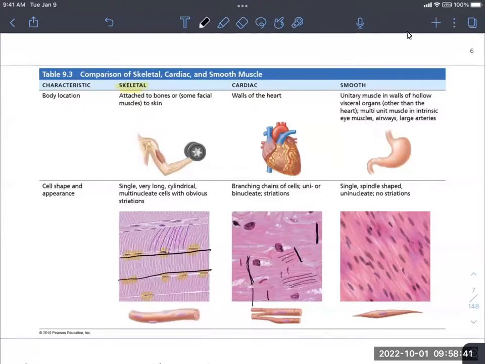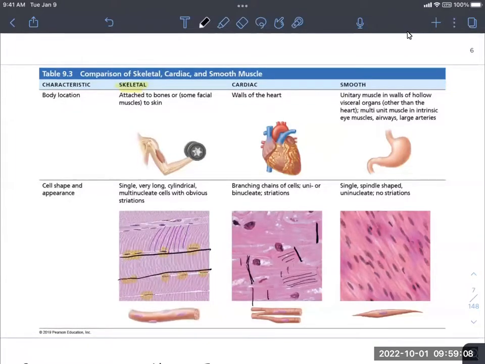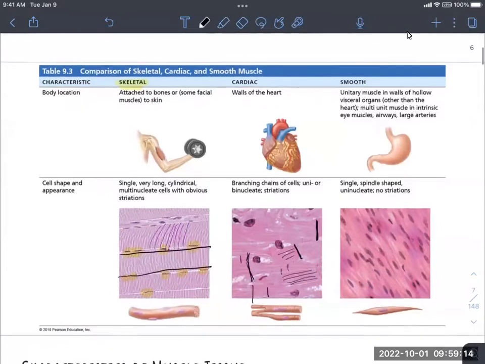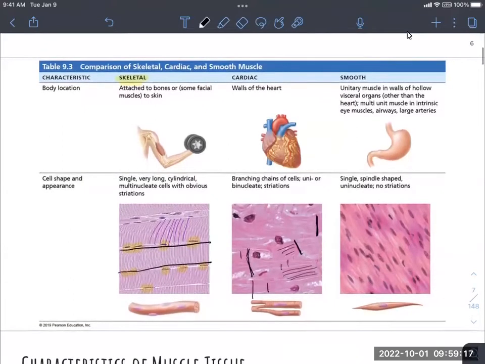The last one is smooth muscle. Smooth muscle, as you look at the picture, has no striations. That's what gives it the smooth look. Each cell only has one nucleus. And it's found in hollow organs, passageways, large arteries. It's even found in the muscles that help dilate or constrict your pupil.